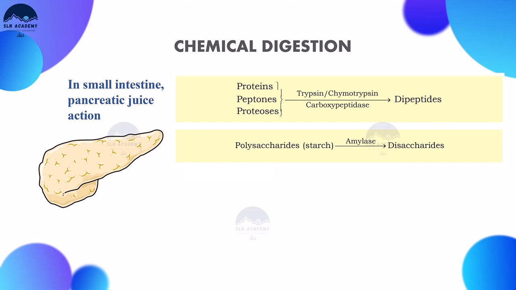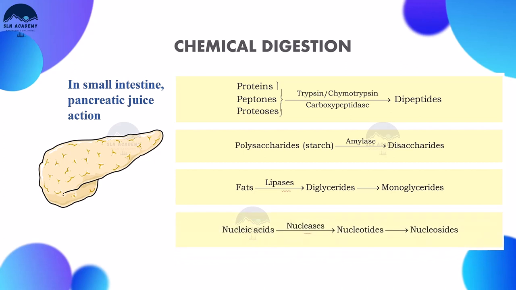Polysaccharides are converted into disaccharides with the help of amylase. Fats are converted into diglycerides with the help of lipases, and again they are converted into monoglycerides. Nucleic acids are converted into nucleotides and into nucleosides.